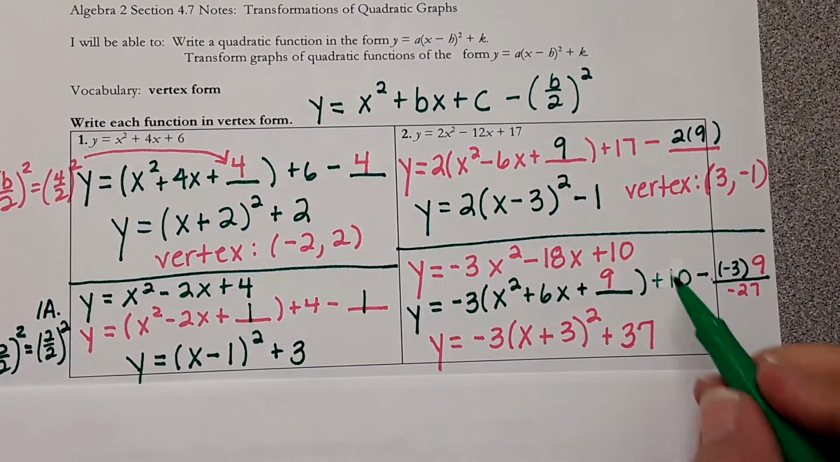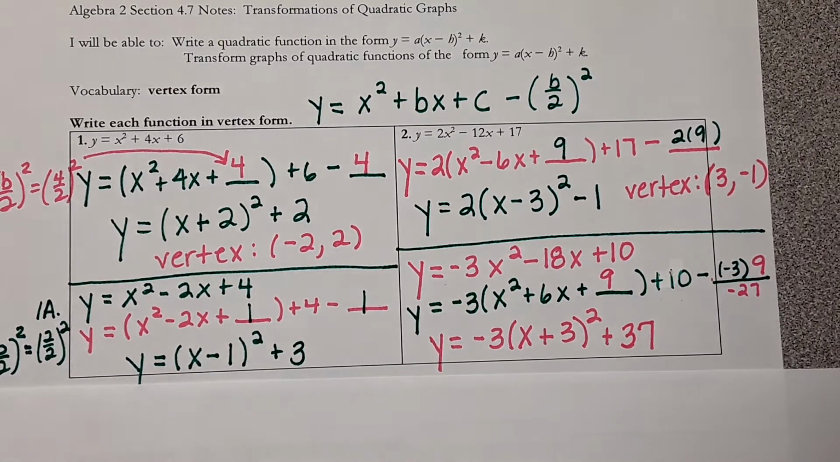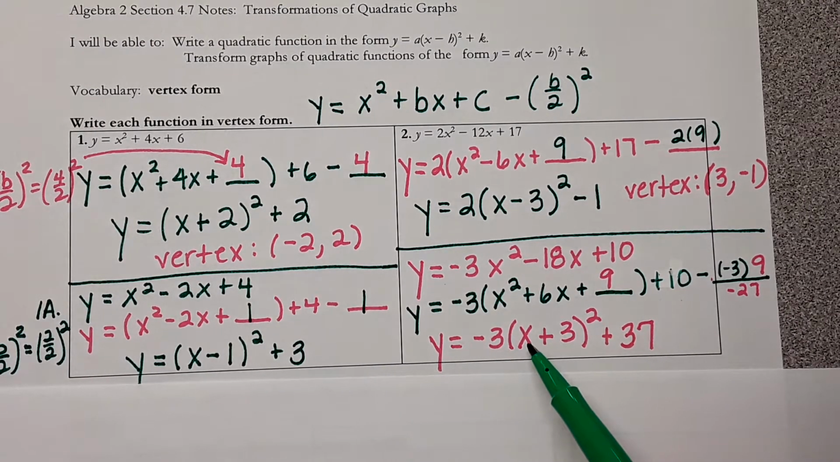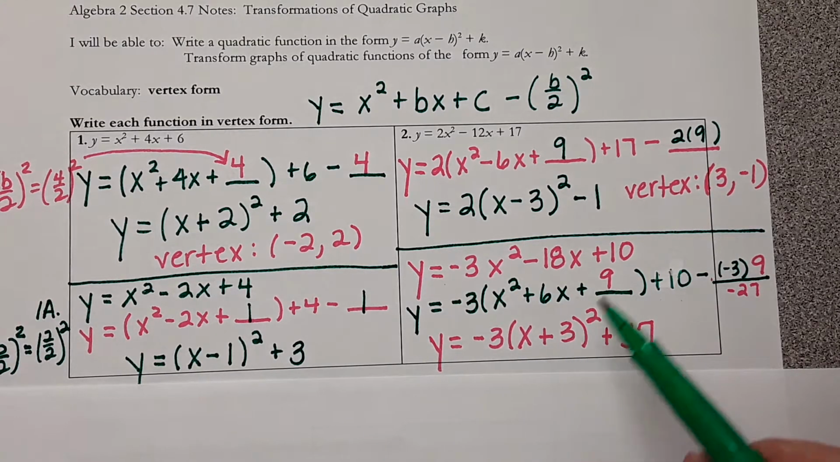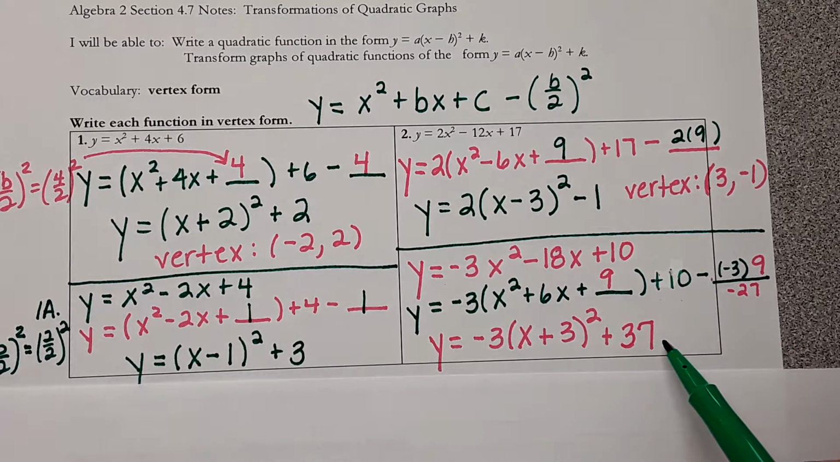Notice that I wrote the -3 in green, because I usually put my A here. So the -3 comes down. I write X. This is positive, so this is positive. Half of 6 is 3, or the square root of 9 is 3. And then 10 minus -27 is 37.